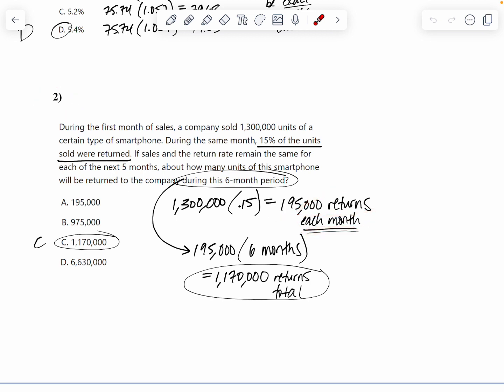Okay, and if sales and the return rate remain the same, so this trend continues for each of the next 5 months, that means that we have 6 months total, because we have the same month for the first month and then the next 5 months. So I am multiplying this number by 6 months, and that tells me how many returns there were over 6 months, which is how we got here, okay?